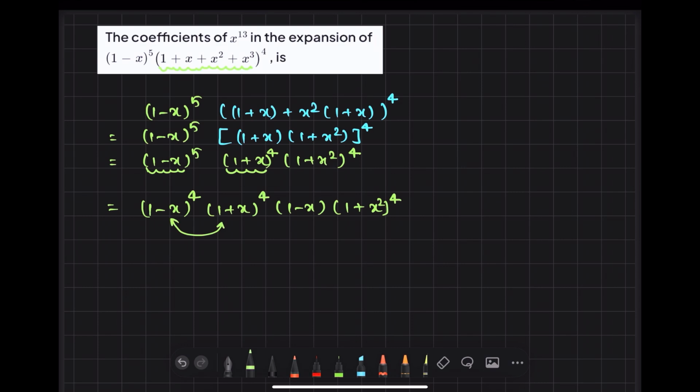Okay, now look at these two things. Can I say that power is same? So if power is same, base will be multiplied. So can I write 1 minus x square power 4? Because base is being multiplied, na? The power does not get affected.